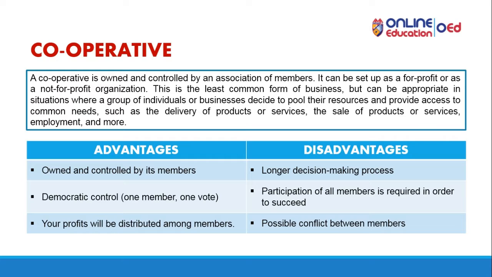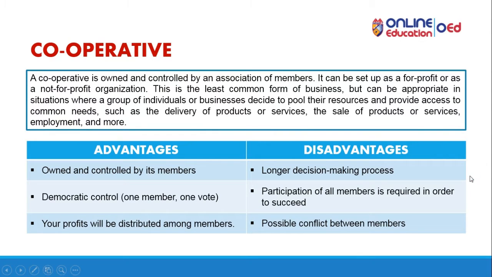Alright, so we have the last one, which is cooperative. So a cooperative is owned and controlled by an association of members. It can be set up as a for-profit or as a not-for-profit organization. This is the least common form of business, but can be appropriate in situations where a group of individuals or businesses decide to pool their resources and provide access to common needs, such as the delivery of products or services, the sale of products or services, employment, and more. So this kind of business structure is a bit different from the sole proprietorship, partnership, and corporation.